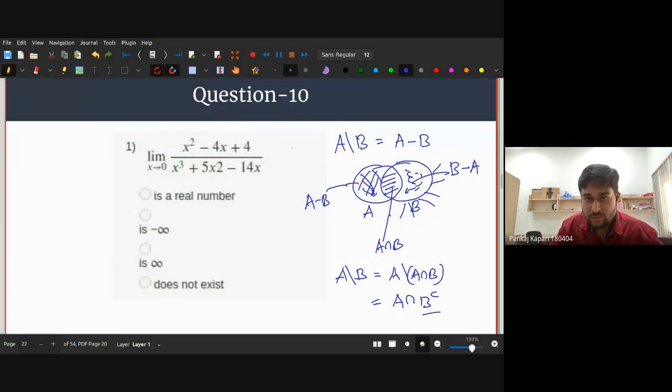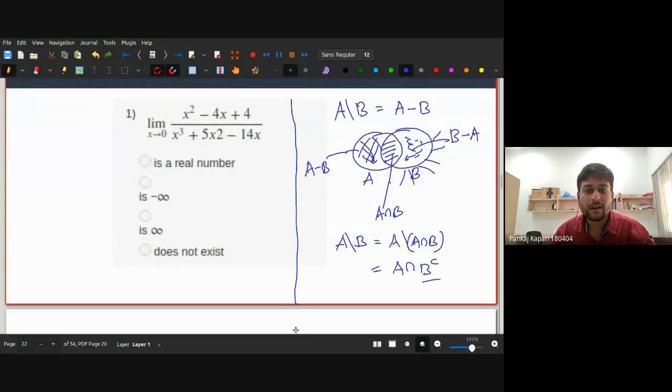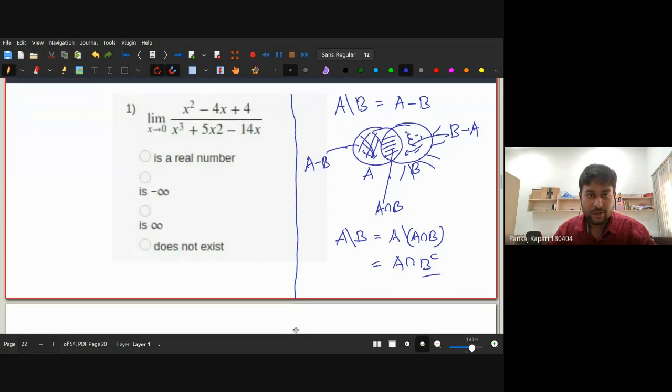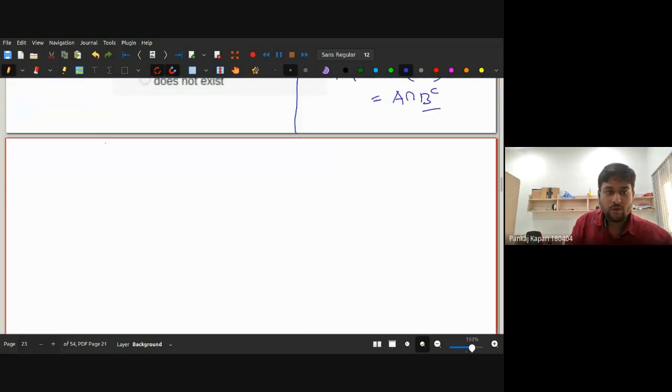Okay, so let's move to the next problem, the 10th problem. You have to find the limit of the function, where the function is just straightforward. It's a rational function. Okay, so what is our function? A rational function is a polynomial divided by another polynomial.